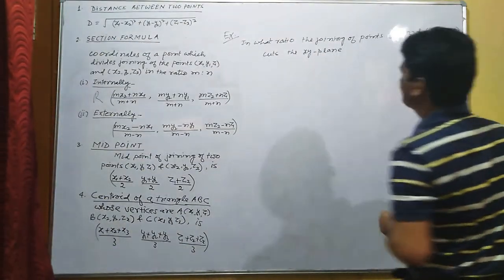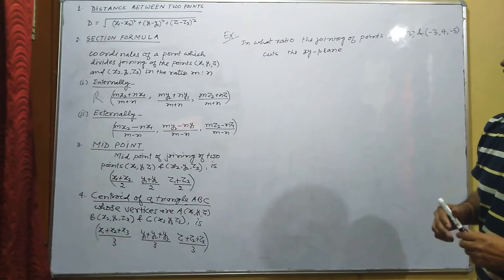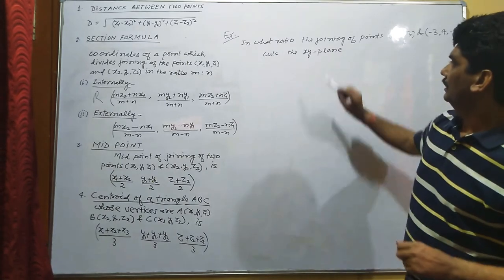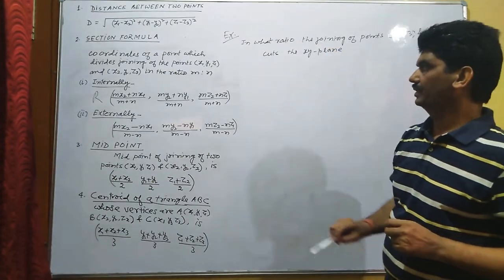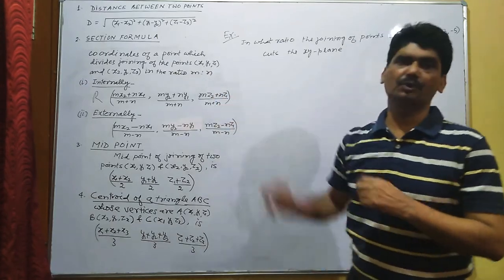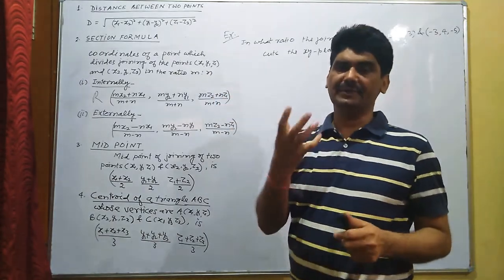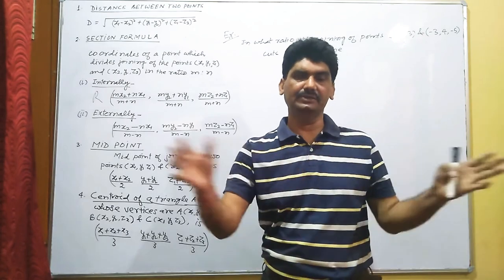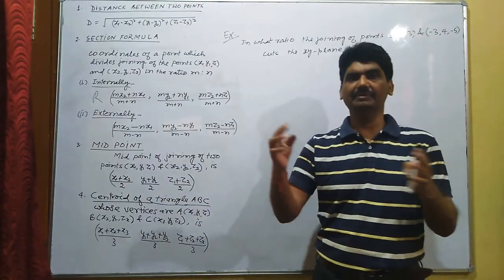In continuation of the last lecture, application of this formula, the section formula, the problem based on this formula: find the coordinates of the point which divides the joining of the given points in the given ratio.